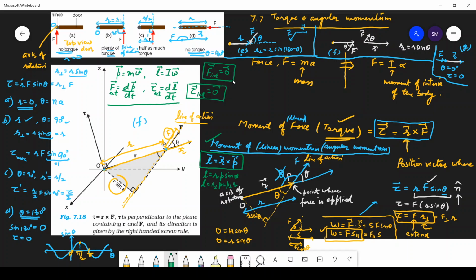Students, if F external is equal to 0, what does this mean? It implies that P is constant. Yes or no? And what if tau external is equal to 0? If tau external is equal to 0, then L is constant. Very good. So students, that's all.